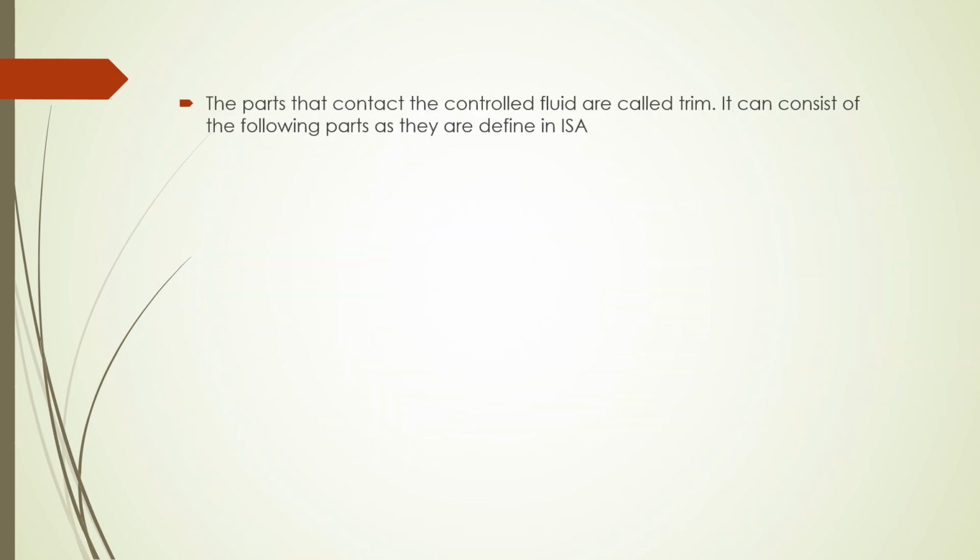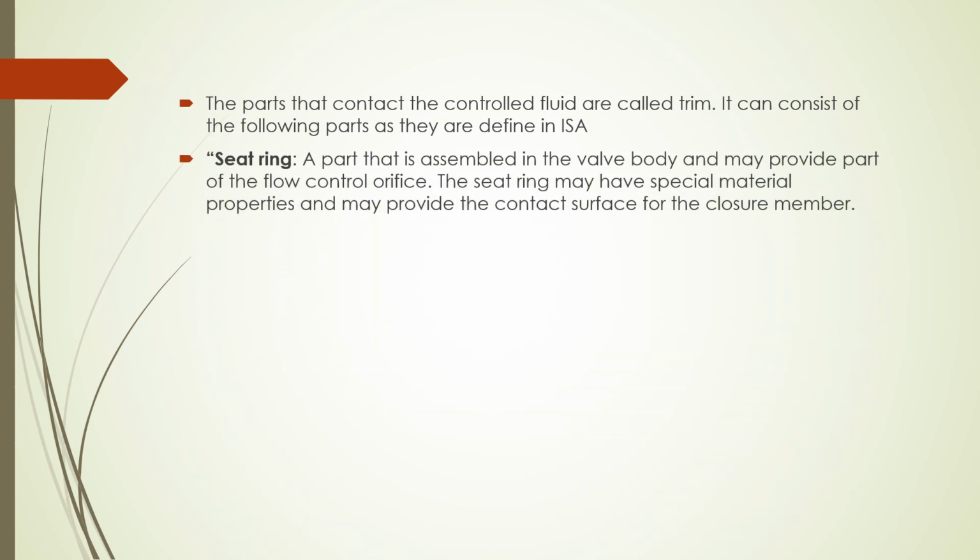The parts that contact the controlled fluid are called trim. It can consist of the following parts as they are defined in the ISA: the seat ring and the cage. The seat ring is a part that is assembled in the valve body and may provide part of the flow control orifice. The seat ring may have special material properties and may provide the contact surface of the closure member.